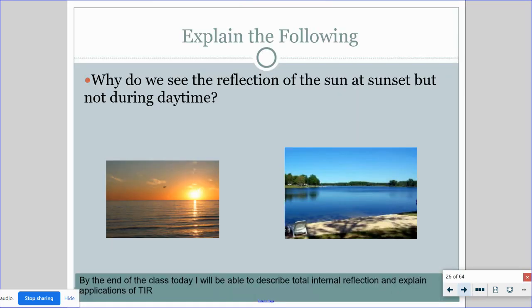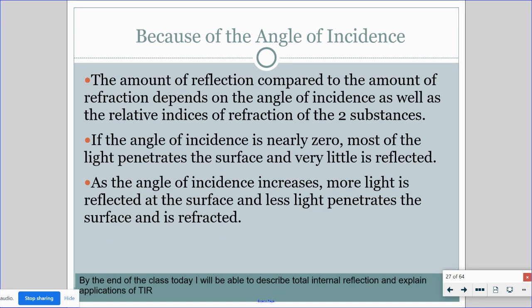All right, so let's explain the following. Why do we see the reflection of the sun at sunset, but never any other time during the day? Normally the sun's there, but there's no reflection. But all of a sudden at sunset, we see that beautiful glowing orb and the nice trails on the water. Well, the reason is because of the angle of incidence. The amount of reflection compared to the amount of refraction depends on the angle of incidence as well as the relative indexes of refraction of the two substances.